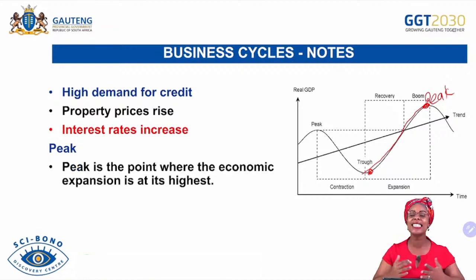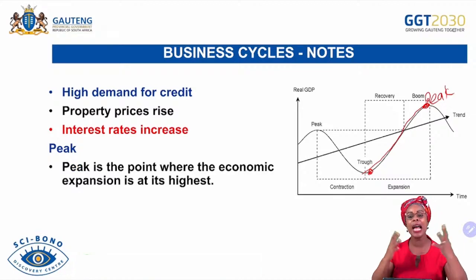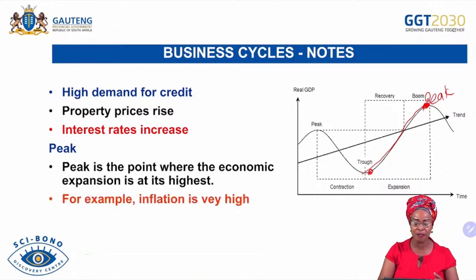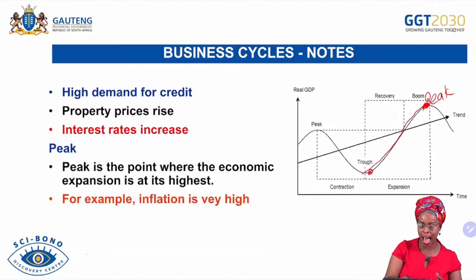And then what is the peak? Remember I said as I'm teaching, I will also be explaining this concept. The peak is the point where the economic activities are at their highest, meaning that employment here at the peak is very high. Spending is very, very high. Prices are very high. And the problem here at the peak is that even inflation is very high.